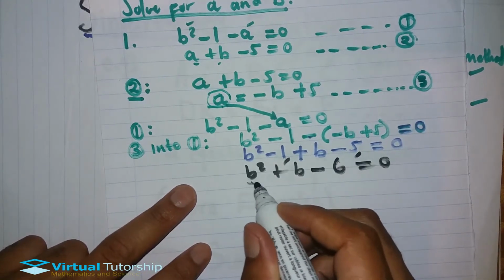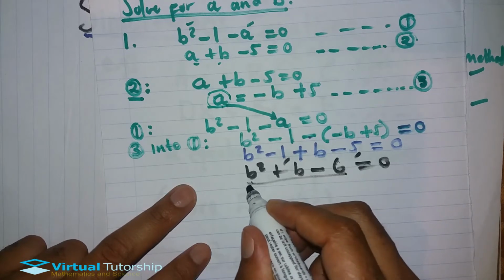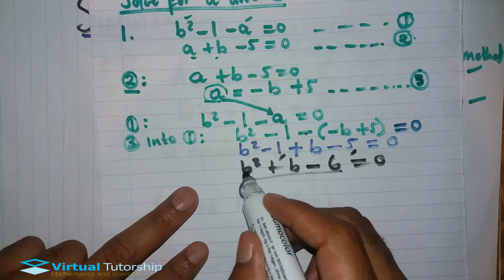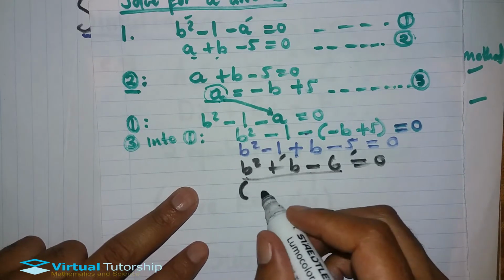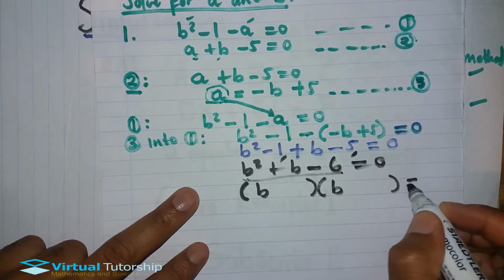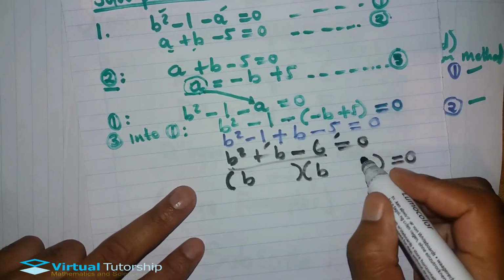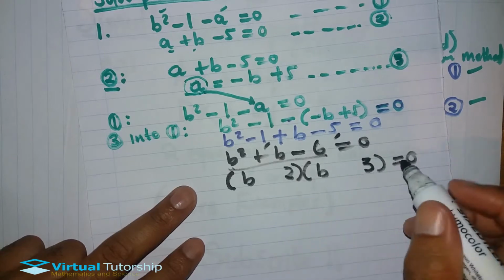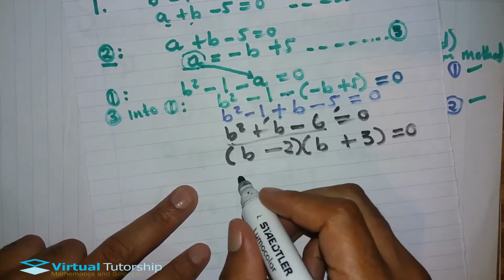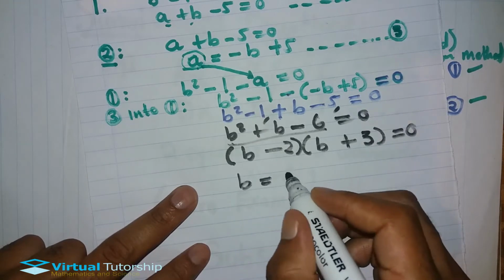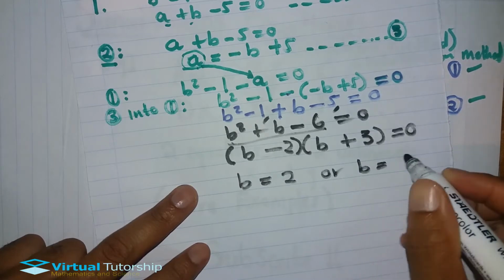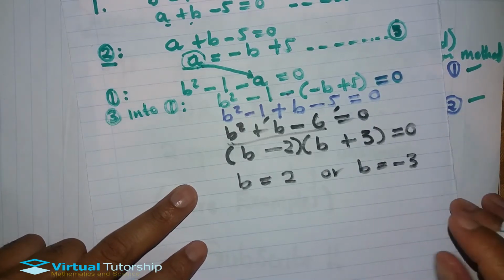Since this is a quadratic equation, I use the factoring method. You can use any other method to get the values of b, like completing the square or the quadratic formula. Here I will use the factoring method. It's (b plus 3)(b minus 2). So b is equal to 2 or b is equal to negative 3.